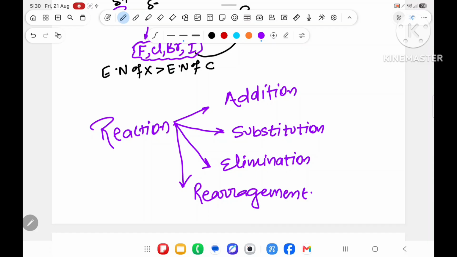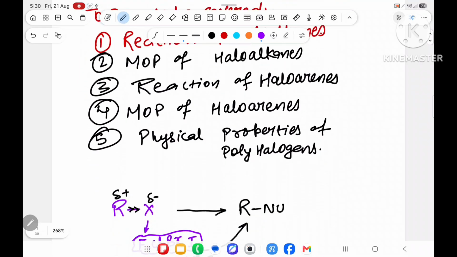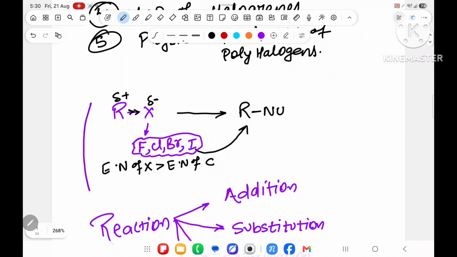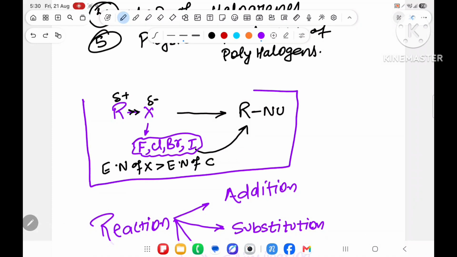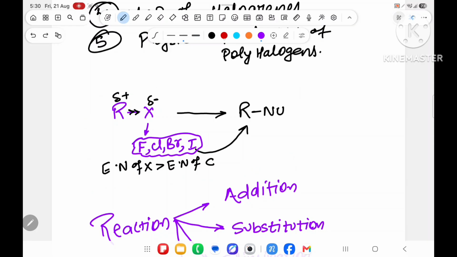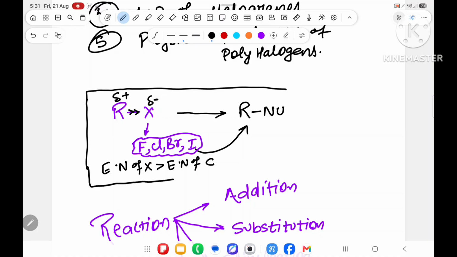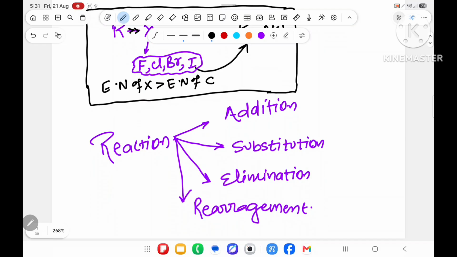These are the topics that we are going to cover. Some reactions I have just written at random. There is no use of this reaction, I have just written it to make you understand that one nucleophile is going, one nucleophile is coming, something happens in this reaction. In this chapter, in whatever reactions we study, there may be addition, or substitution, or elimination, or rearrangement. Substitution I have already taught you.